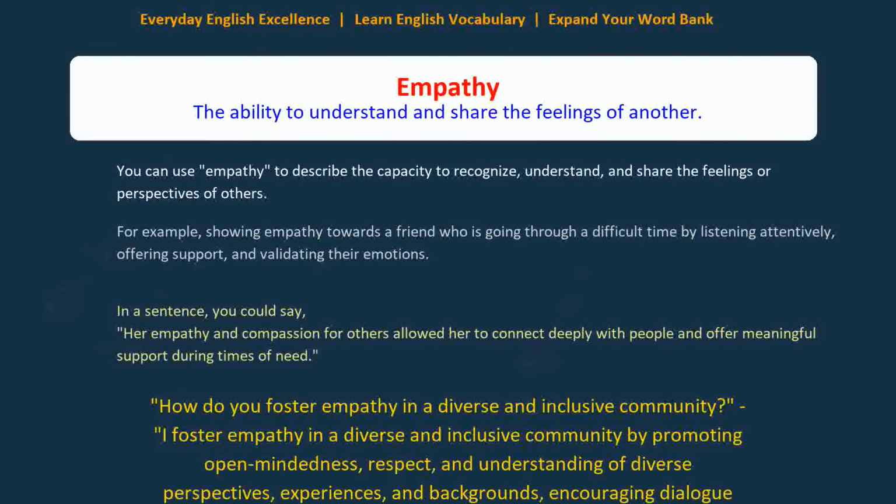How do you foster empathy in a diverse and inclusive community? I foster empathy in a diverse and inclusive community by promoting open-mindedness, respect, and understanding of diverse perspectives, experiences, and backgrounds, encouraging dialogue and empathy-building activities that facilitate mutual understanding and connection across differences, and cultivating empathy as a shared value and practice that promotes empathy, compassion, and solidarity among community members, regardless of race, ethnicity, gender, religion, or socioeconomic status.